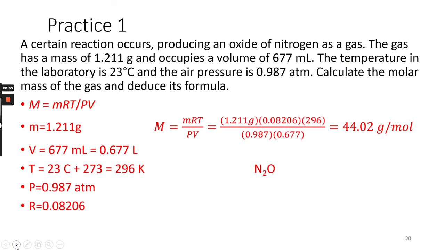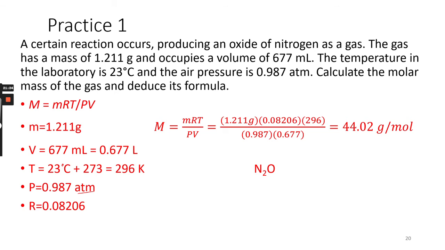So here you have a certain reaction that occurs and you produce an oxide of nitrogen as a gas. The gas has a mass, so here I wrote down my mass, of 1.211 grams. And a volume, here I wrote my volume, 677 milliliters, and I immediately converted it to liters because your volume has to be in liters. And a temperature of 23 degrees Celsius that I immediately convert to Kelvin because your temperature has to be in Kelvin. And your pressure is 0.987 atmospheres.